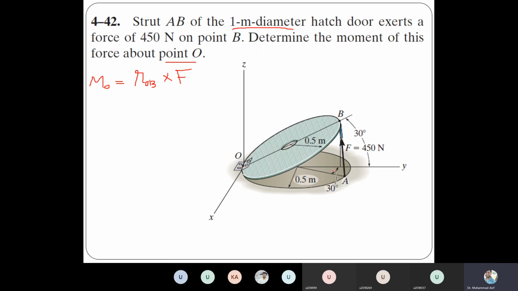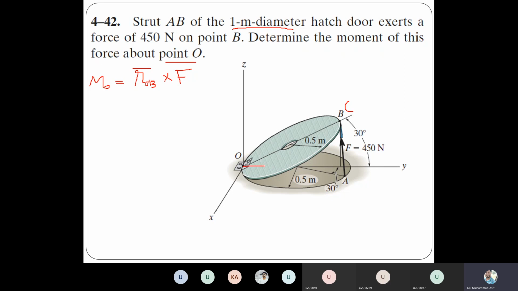Basically, if this is the force, then we need any position vector on that force. So this is basically the position vector OB and F. So what we need is two vectors, the R_OB vector and a force vector. That means for R_OB, we need the coordinates of B. What are the coordinates of B?